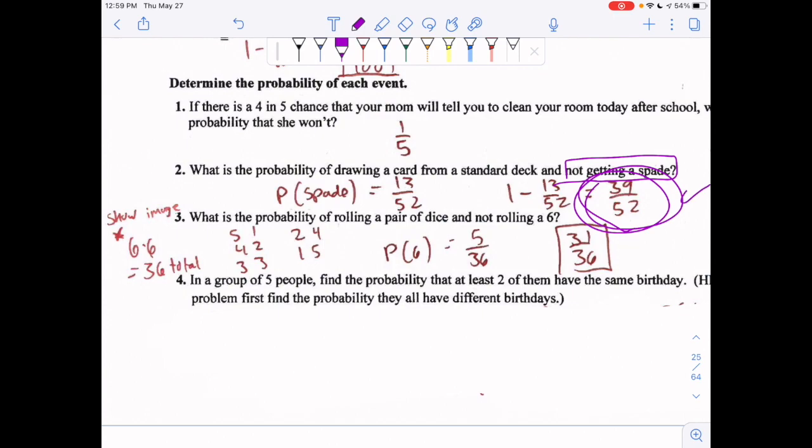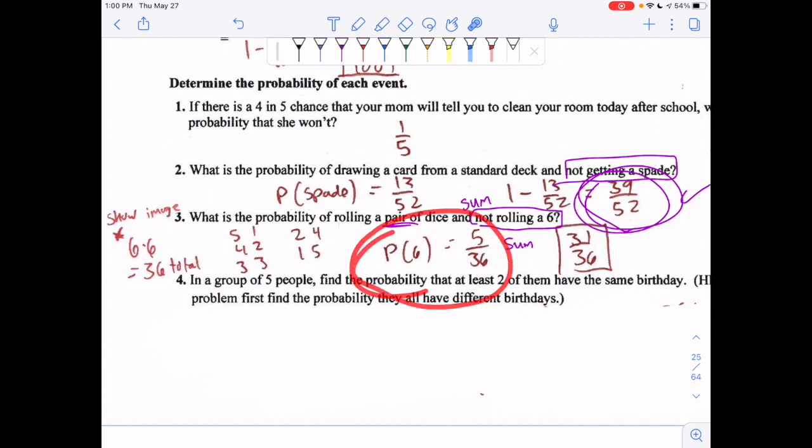Number 3, what is the probability of rolling a pair of dice and not rolling a 6? This here is a bit tricky. Not rolling a 6, I think that means the sum of it. Just make sure it's the sum of rolling a 6. So here are all my options of getting a 6. You can roll 5 and 1, 4 and 2, 3 and 3, 2 and 4, 1 and 5. On your tests, I'll be sure to put the sum of not rolling a 6.